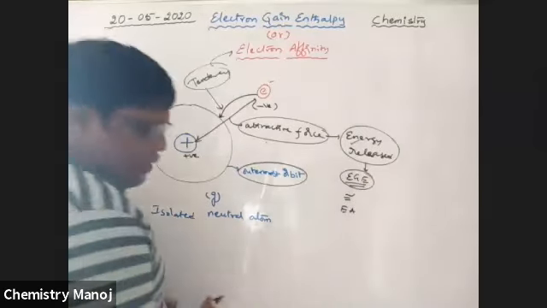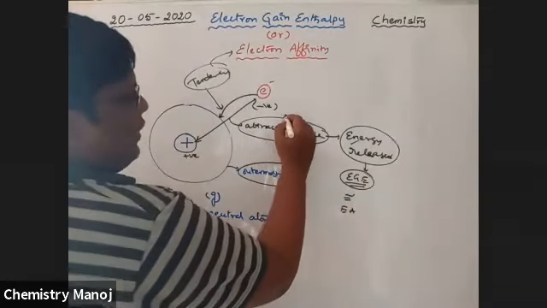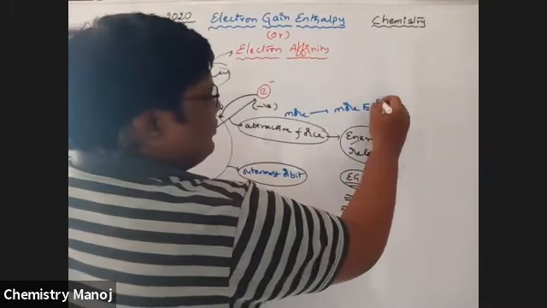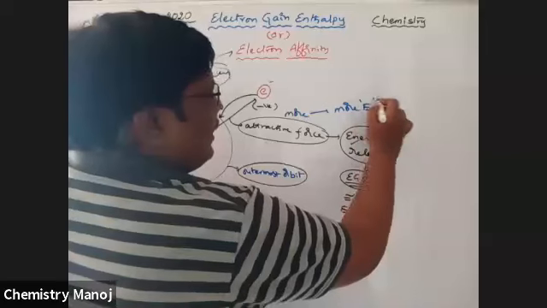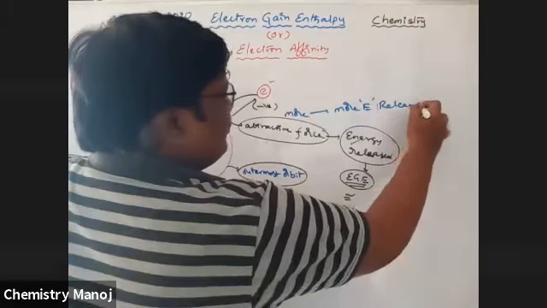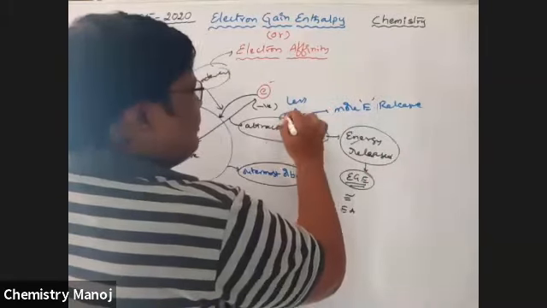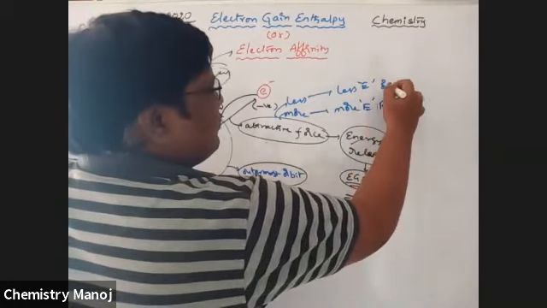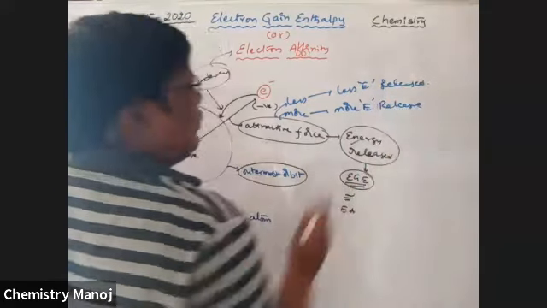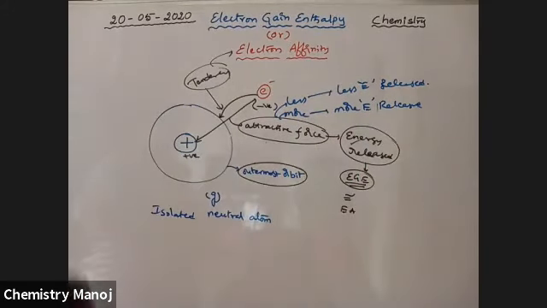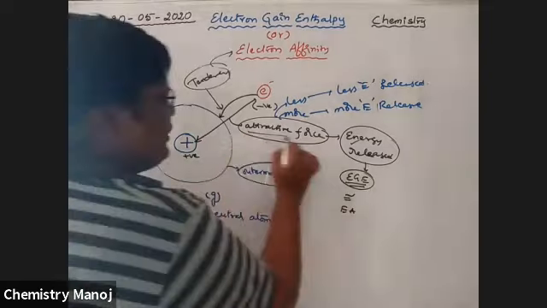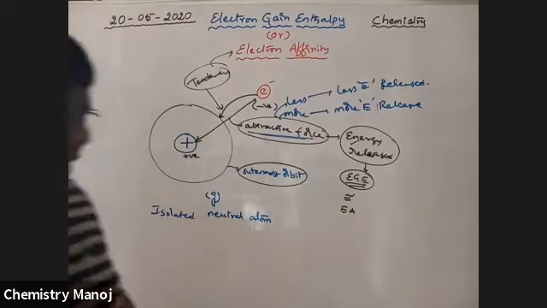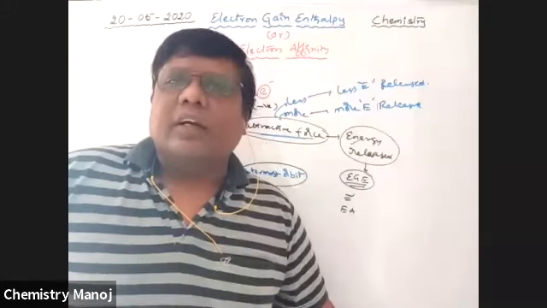So if attraction is more, more energy will be released. If attraction is less, less energy is released. More energy released or less energy released, all this is only due to the attractive force existing between that incoming electron and the nucleus. So I am going to explain the definition for this one.